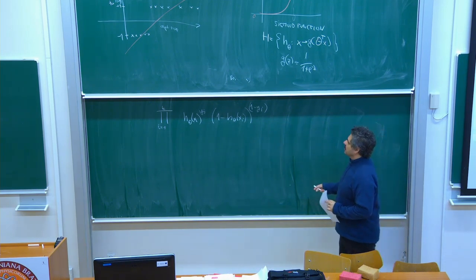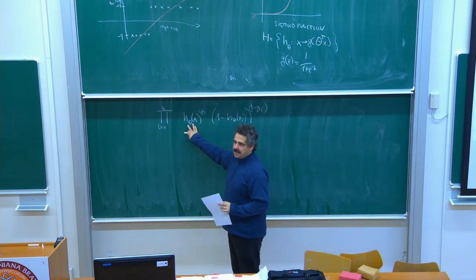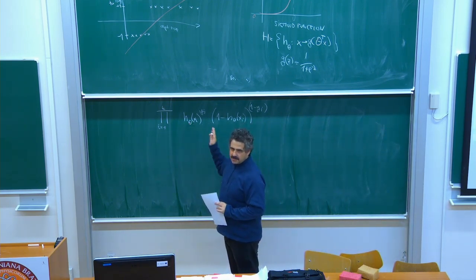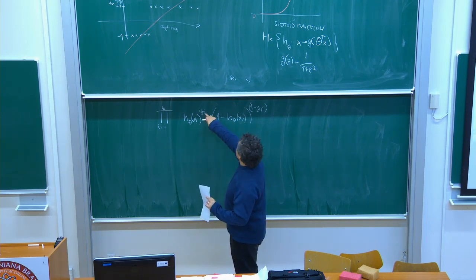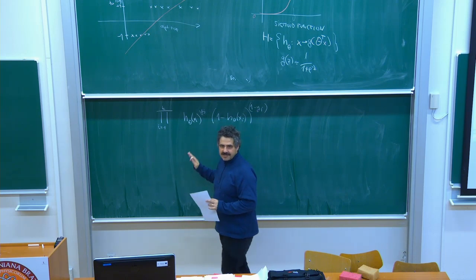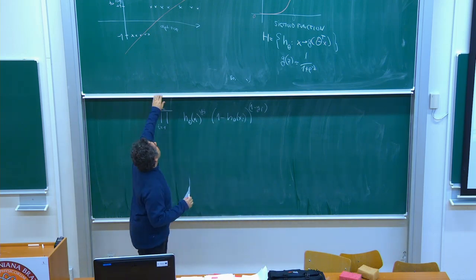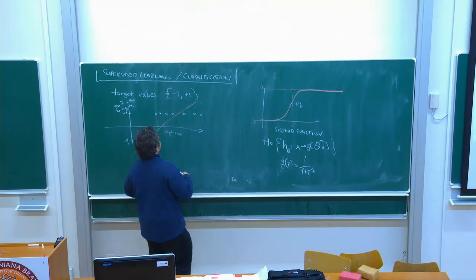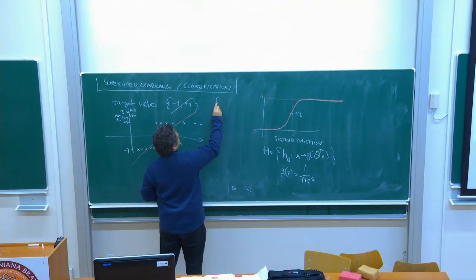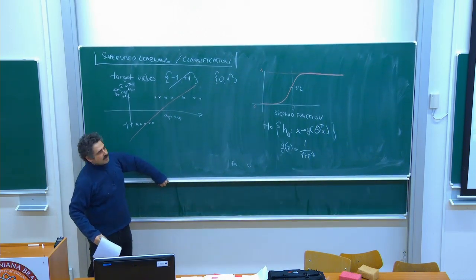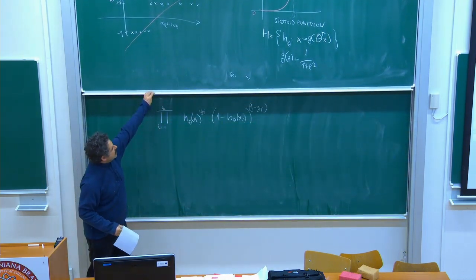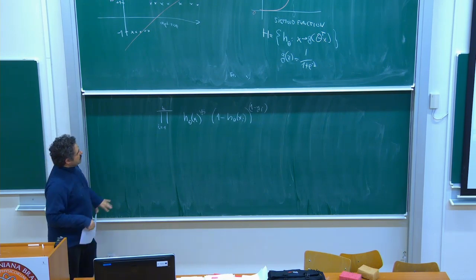Something like this. So let's say that our function only gives me zeros and ones, and also the yi's are zeros and ones. So now we have target values not -1 and +1, but 0 and 1, so that we are not confused.